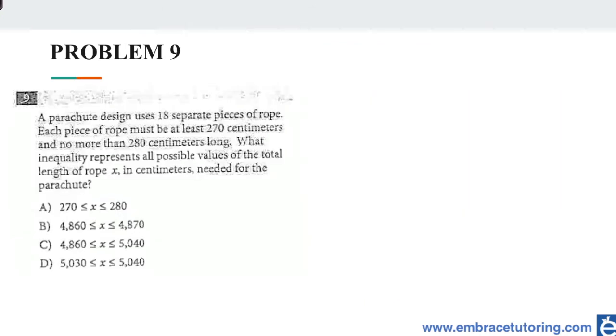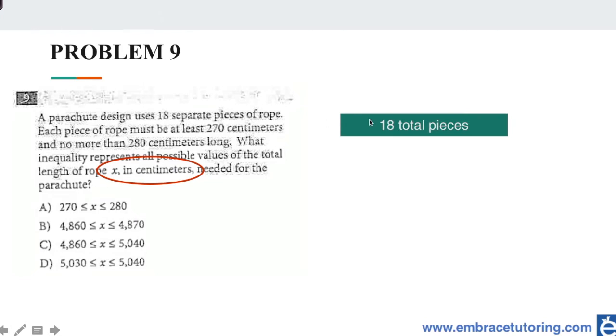Problem number 9 states, a parachute design uses 18 separate pieces of rope. Each piece of rope must be at least 270 meters and no more than 280 centimeters long. What inequality represents all possible values of the total length of rope X in centimeters needed for a parachute? Well, what you want to quickly understand is that there are 18 total pieces, or 18 separate pieces. Each piece of rope has to be at least 270 meters, and it can be no more than 280 centimeters.